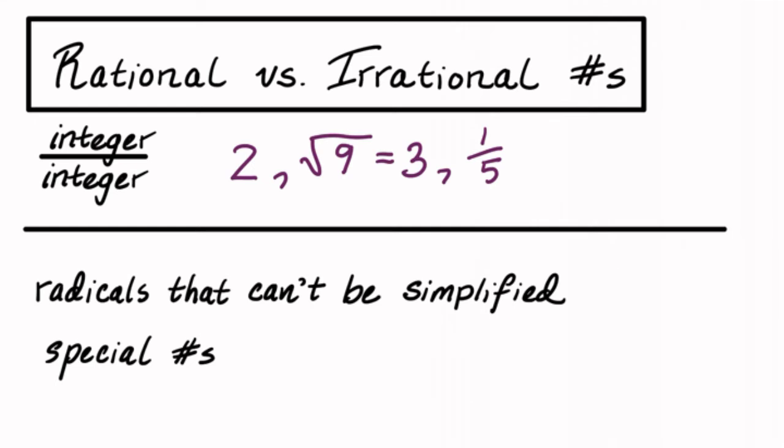Irrational numbers are those that can't be expressed as one integer divided by another. So the reason I did square root of 9 before is because square root of 3 would not be a rational number, because you can't simplify that. You can't express that as one integer divided by another. There are some other special numbers like pi and e that we've encountered in the real world, and those also cannot be expressed by integers.